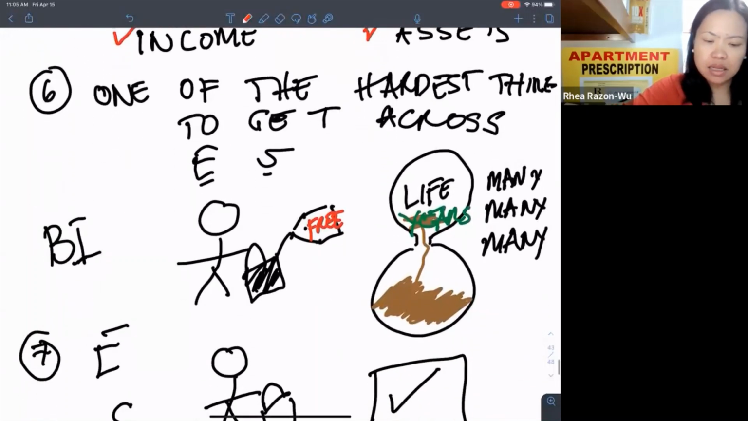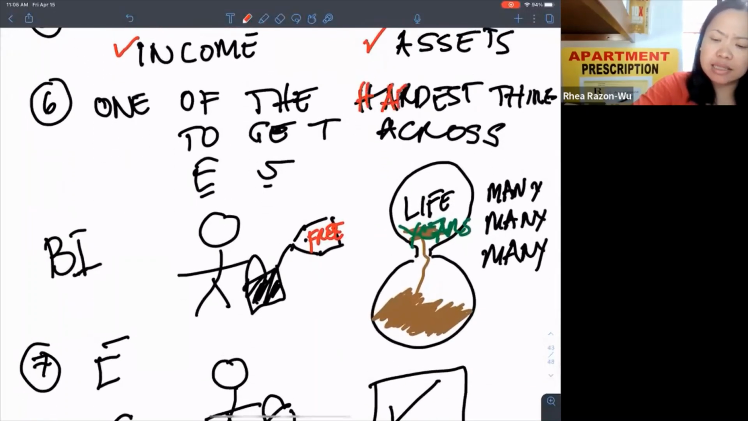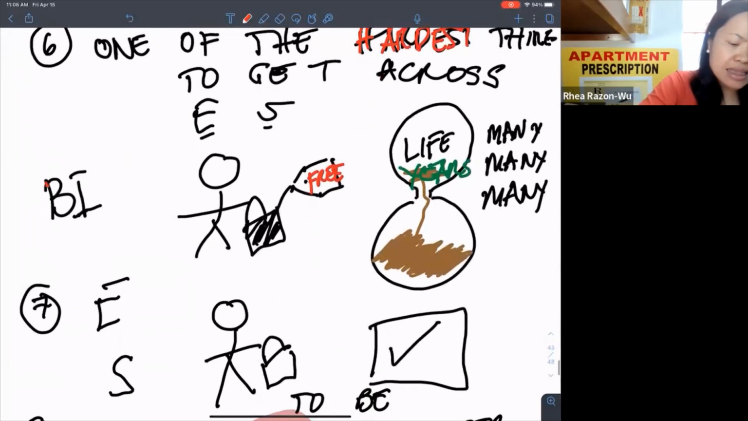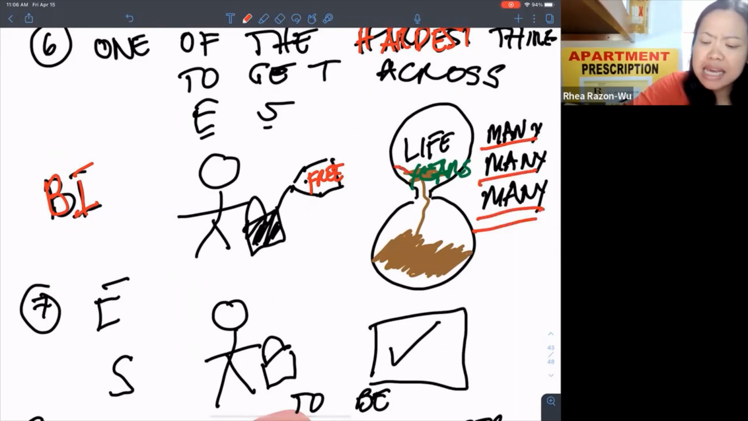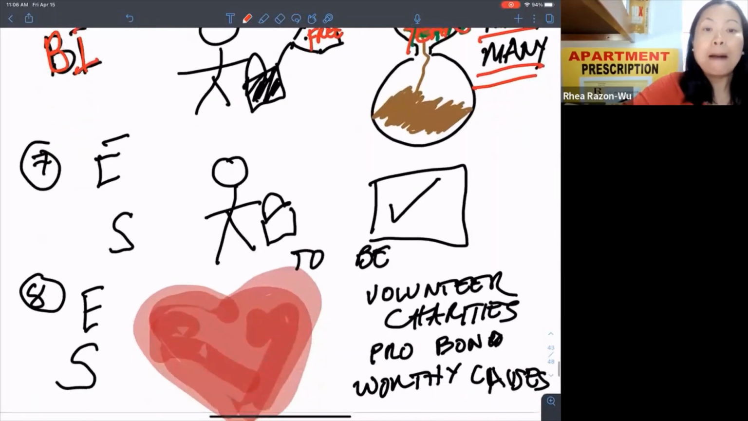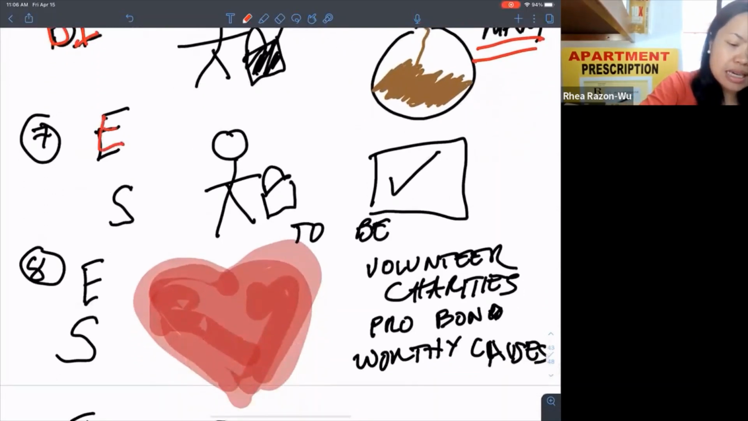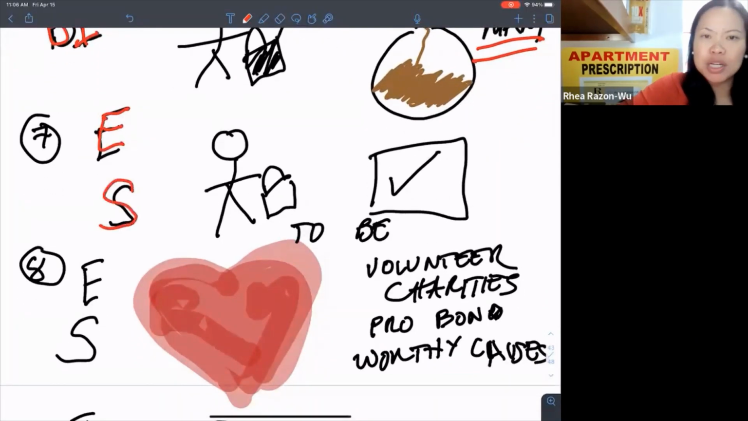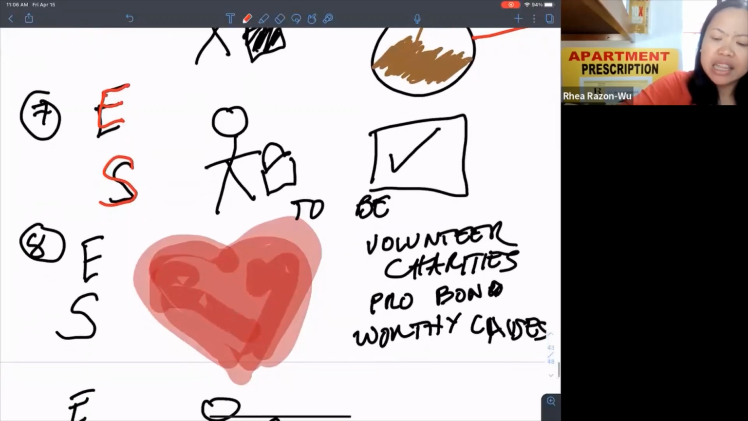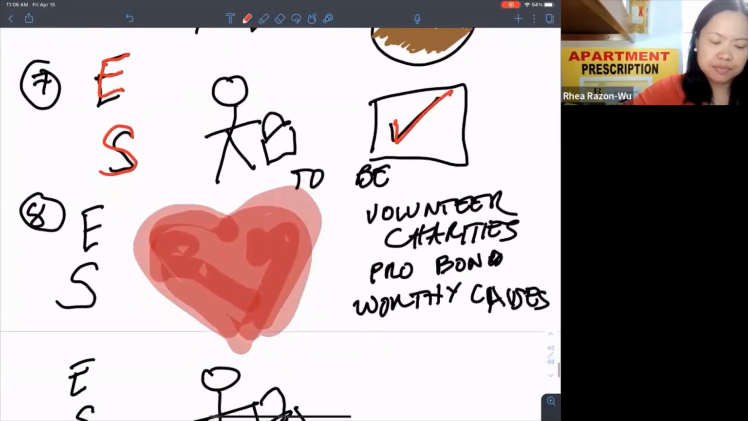Point number six, one of the hardest things to get across: the E, employee, S, self-employed, specialist, small business, versus the big investors, the I, and big business. The big business and the investors work for free for many years. Point number seven, whereas the E, the employee, and the S, specialist, small business, self-employed, work to be paid.